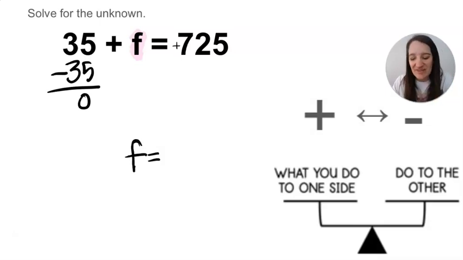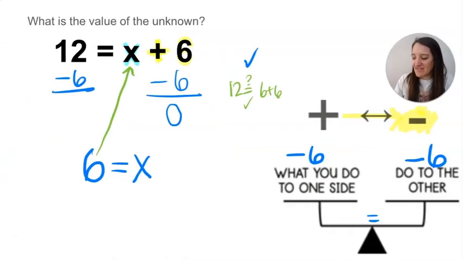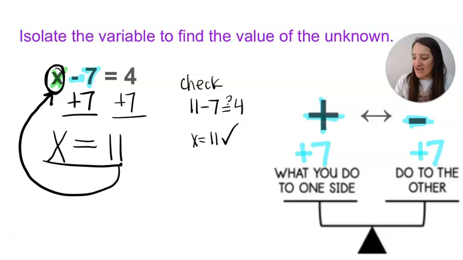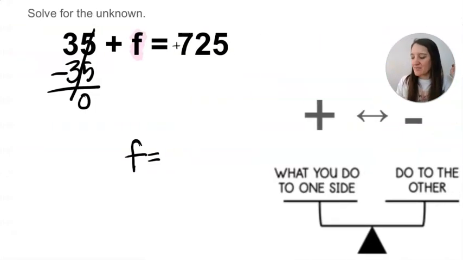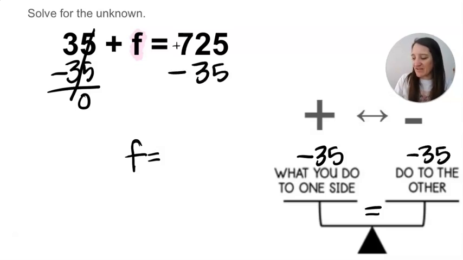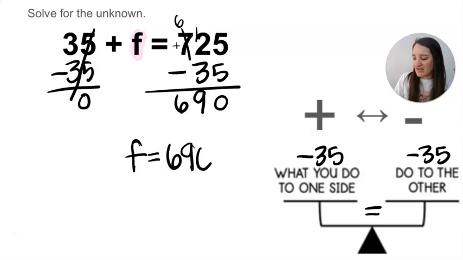Oh, I forgot something. This is what I like to do. Once I have done the inverse, I like to cross it out like this so that I know, boom, it's gone. I reversed it. It's out of the picture, okay? And so now, if I minus 35 on this side of the equation, better make sure I minus 35 on this side of the equation. And when I do that, I get 690. That one was a little harder, so I'm really going to make sure that I check that, okay?